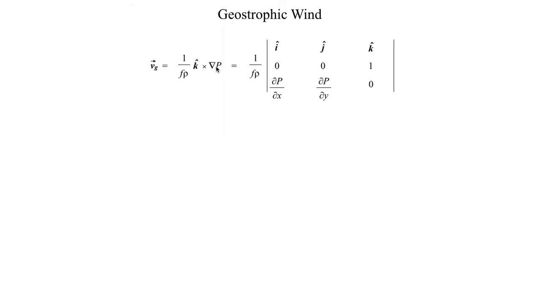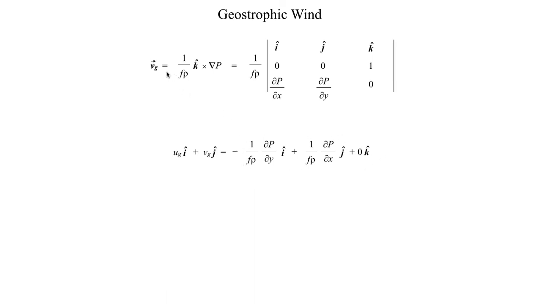And then here we're only worried about the pressure gradient, the horizontal pressure gradient. So that's dp dx, dp dy, and then the vertical term is just 0. And then we can pull the scalars out in front. And if we go to evaluate that cross product, we get a result that looks like this. So relatively simple for cross product standards.